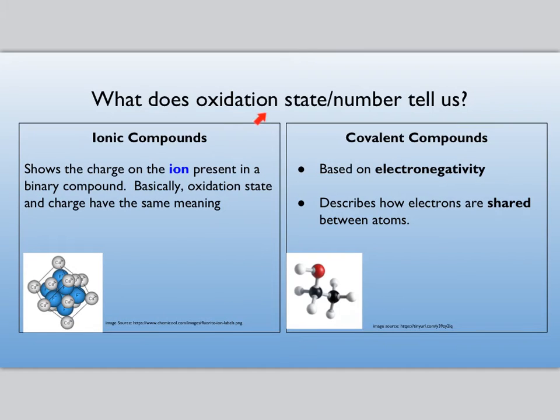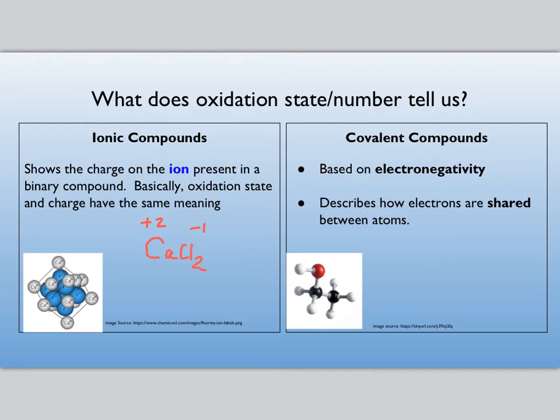What does an oxidation state or number tell us? For an ionic compound, it shows the charge on the ion present in a binary compound. So basically, oxidation state and charge have the same meaning. Calcium chloride is a binary compound because it's made out of two different elements. We know that the charge on the calcium ion is positive 2 and the charge on the chloride ion is negative 1 in that compound.